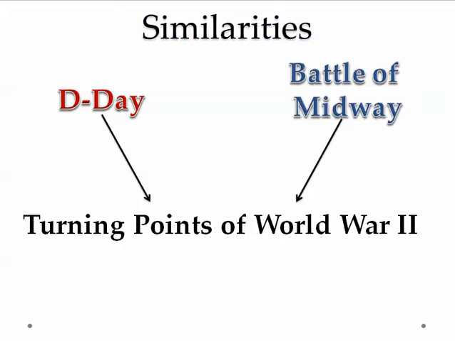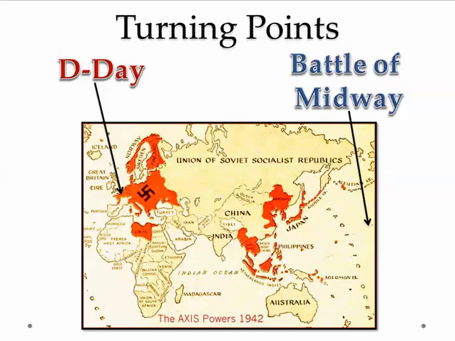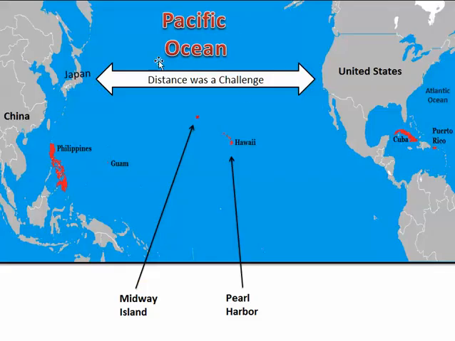So D-Day and Midway, before we go to D-Day, which we're about to do, they have similarities in that they're both turning points. And we need to talk about this geography again with D-Day as well. Midway's geography we just discussed. Let's talk about D-Day. And remember that D-Day is the turning point in Europe. Midway is the turning point in the Pacific. And in the Pacific, Midway was important because of this distance going across here and how each side could resupply and refuel its troops.